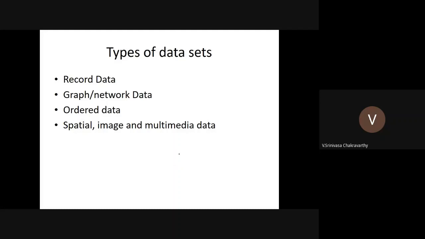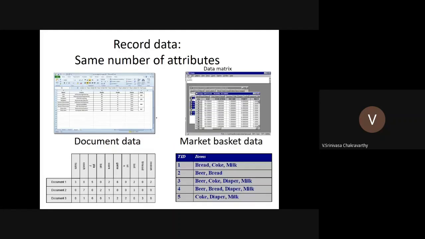Then, types of data sets: there are record data, graph data, ordered data. Let's look at some of this stuff. So record data is basically a matrix. What you have in your spreadsheets is a simple example of record data. It's a matrix, and even documents can sometimes be represented as a matrix by following this interesting representation.